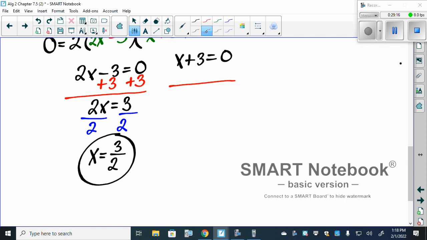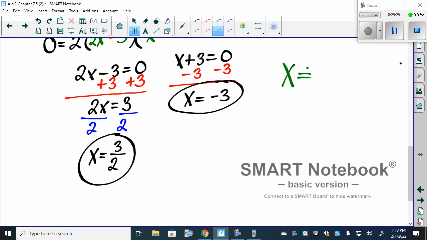Now what would we do to the other one? We'd subtract 3 from both sides. So x is equal to negative 3. Now what did we say the restrictions were? 3 and negative 3. Did we get either one of these restrictions? So we can cancel that out. We can cross that out. Because if one of the restrictions shows up, it means it does not work.